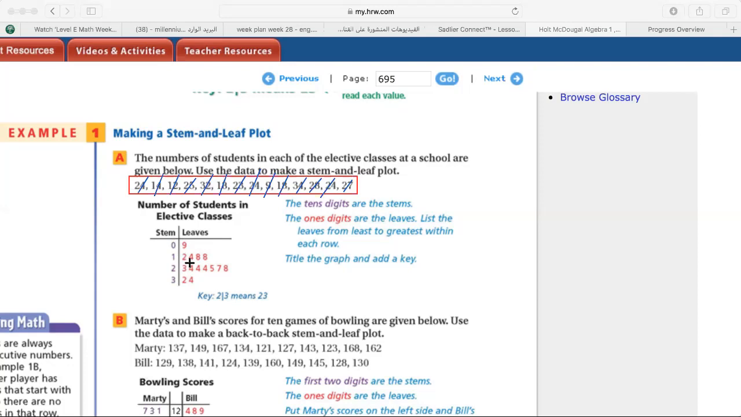Okay, girls? Then you have to write the key. Here comes the key. Choose any number, like 23. How do I read it? 2, line 3. If you want to write another key, it's up to you. You can write it like this, 1 and 2, and put the line in between them, and write that it means 12.